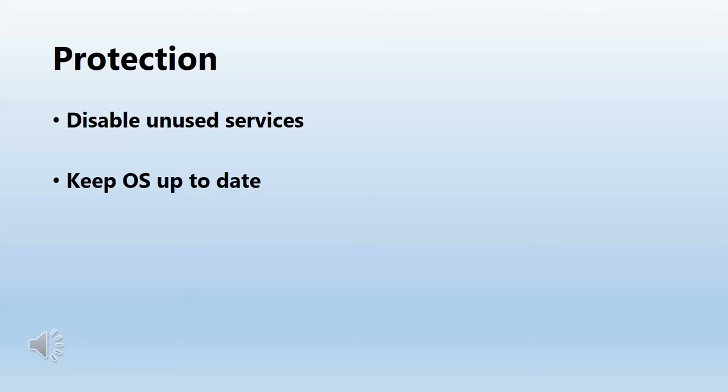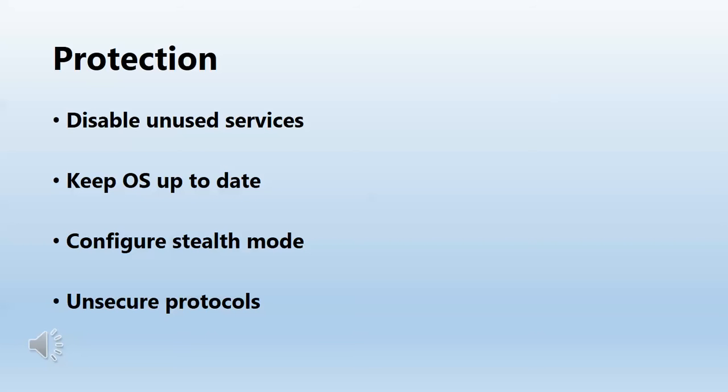There are several precautionary measures you can take to protect your system. The first is to disable and even uninstall unused services on your machine. They can be used to gain remote access into a system. Next, you'll want to keep your operating system up to date with the latest security patches. You'll also want to configure any outward facing devices for stealth mode so they don't respond to port scanning tools. Finally, you'll want to avoid unsecure protocols, and those include protocols that transmit in clear text such as HTTP, FTP, and TFTP.